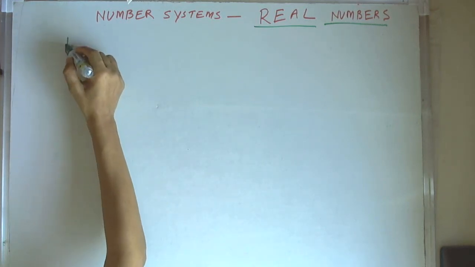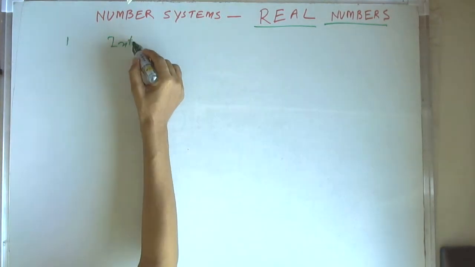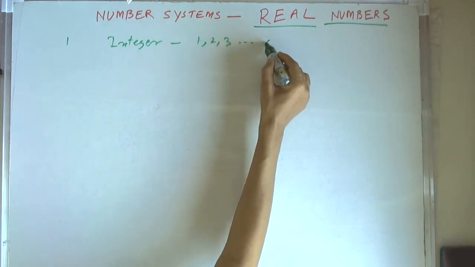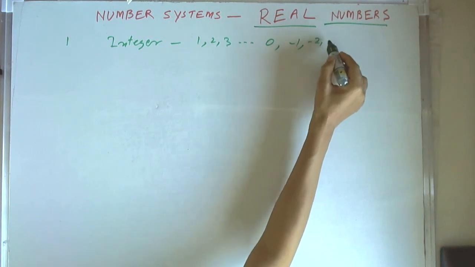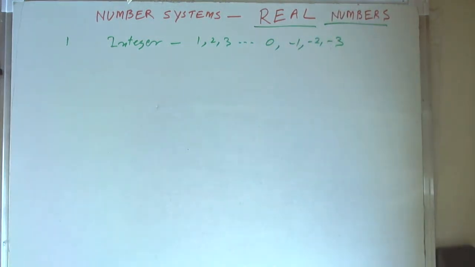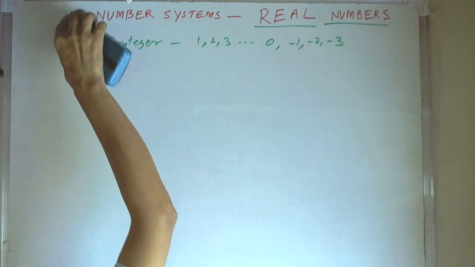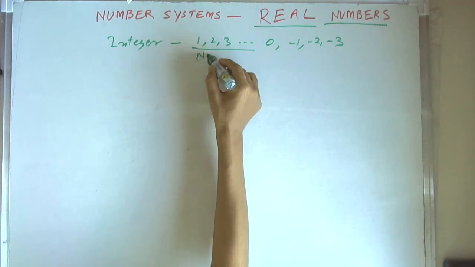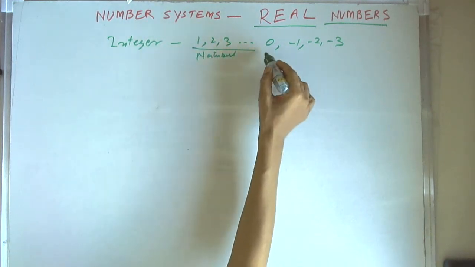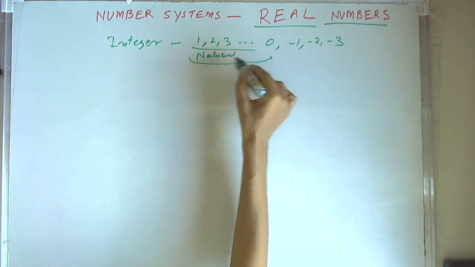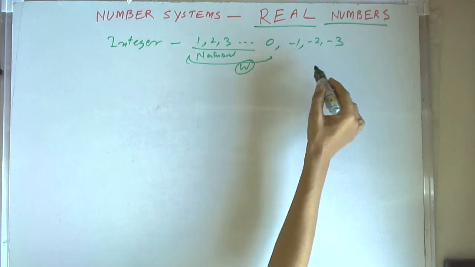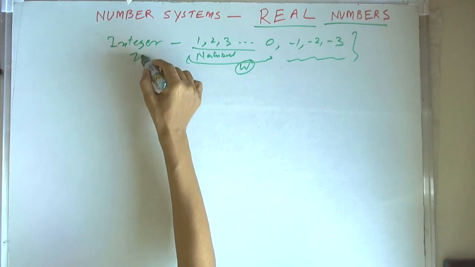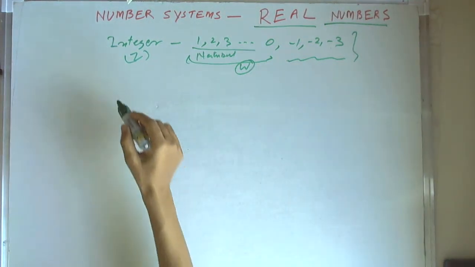As we have seen, integers are numbers like 1, 2, 3, and then 0, and then -1, -2, -3, etc. So these are all integers. The first ones we saw are called natural numbers. Then, including 0, they are called whole numbers, W. And then with the negative numbers, this whole thing is called integers, denoted by the symbol Z.